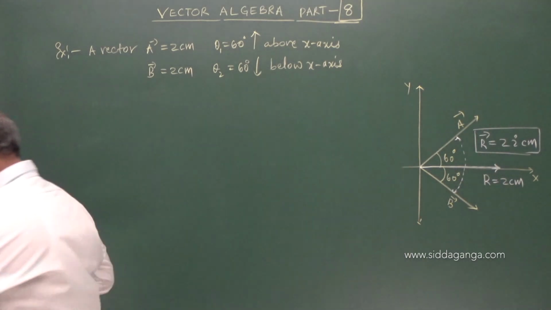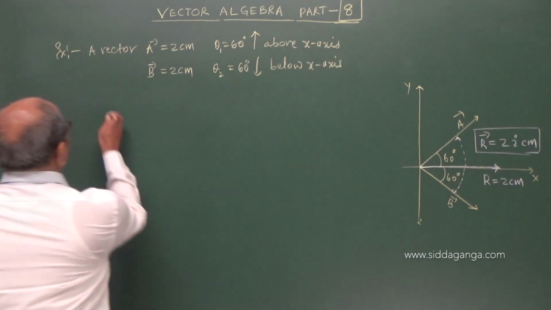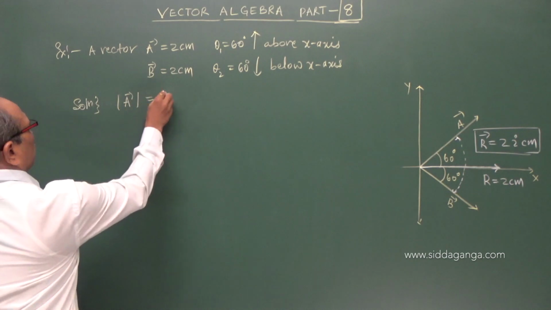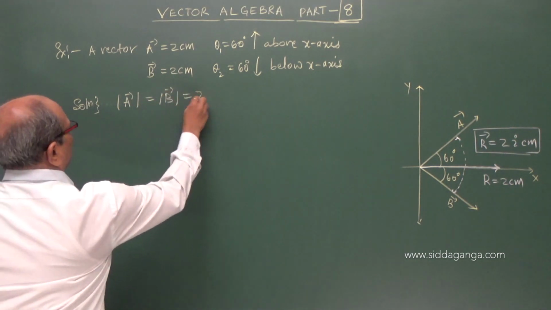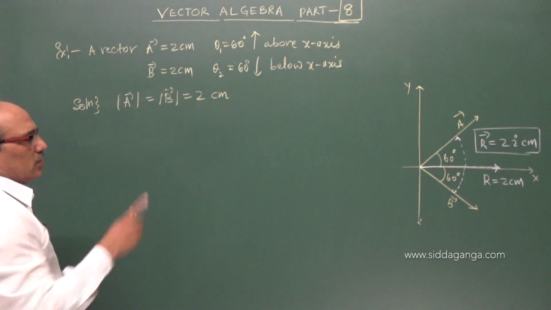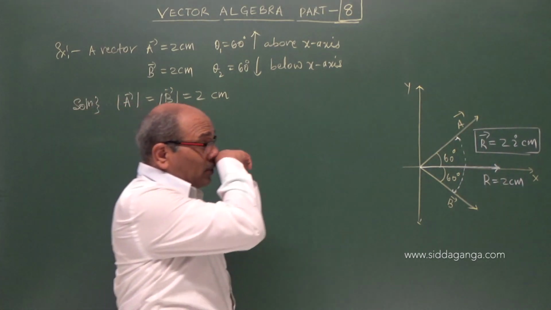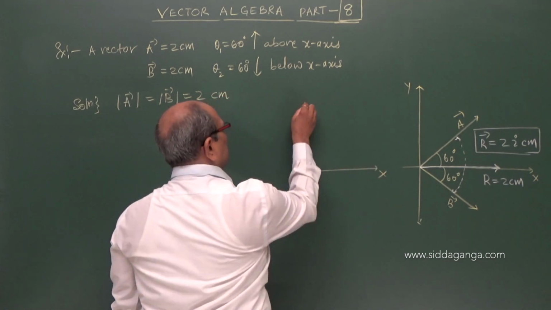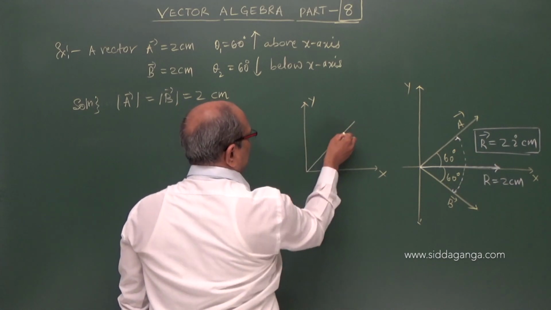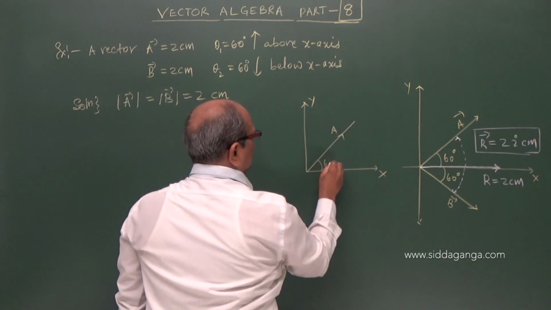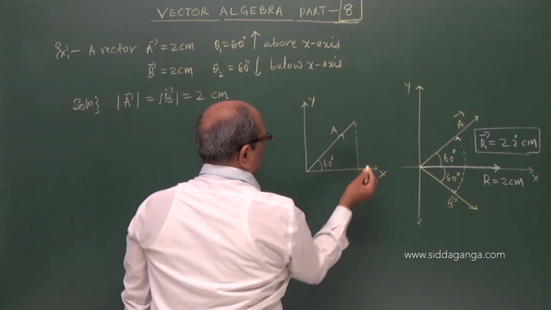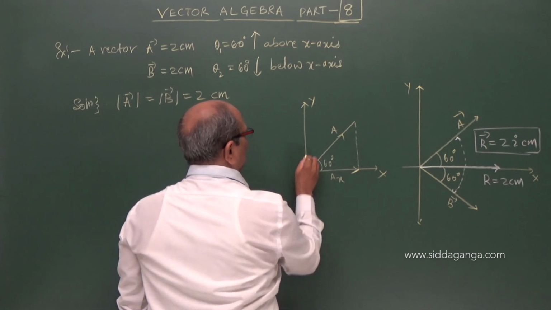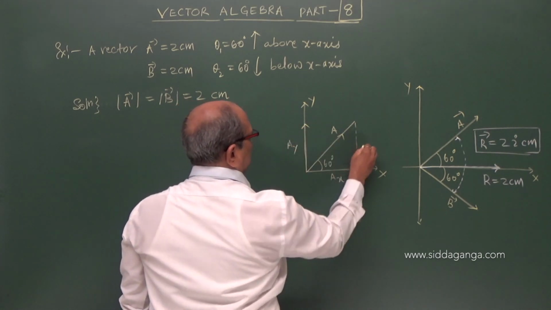Now, I am taking this with one example, the solution given: A equal to B equal to 2 centimeter. Theta is 60 degree. Let us think, this is the x and this is the y direction. Now, the vector A, it is at 60 degree, resolve into two components. One along x as Ax and one along y as Ay, as you can estimate here.